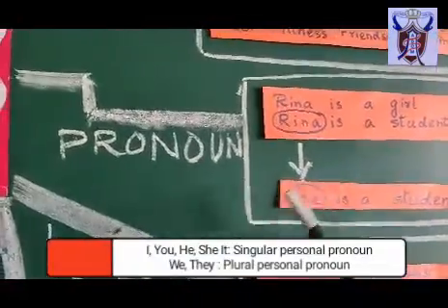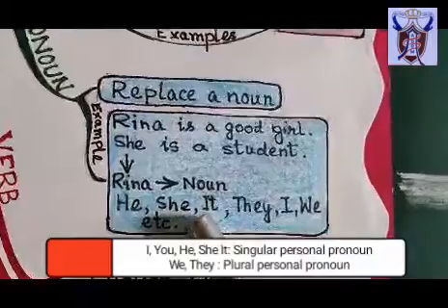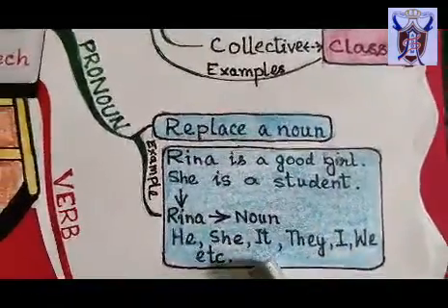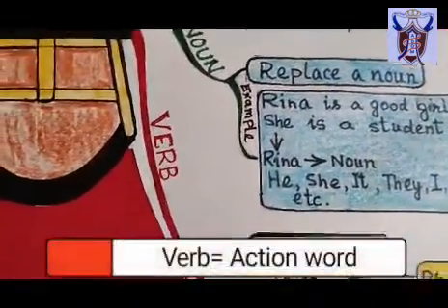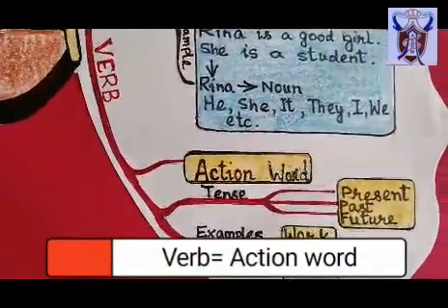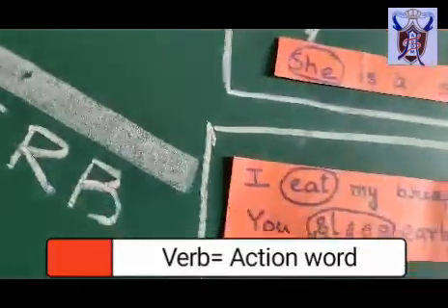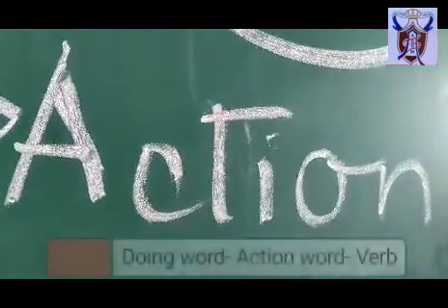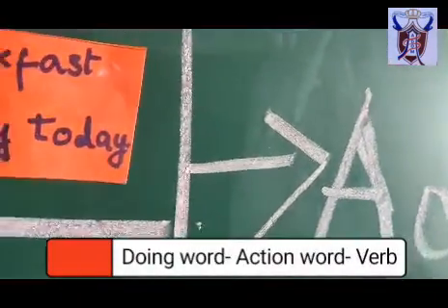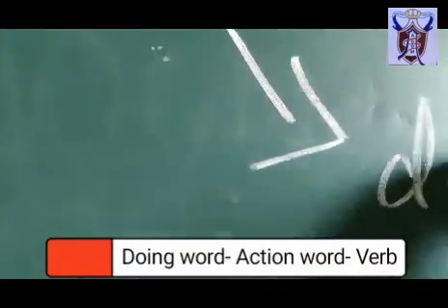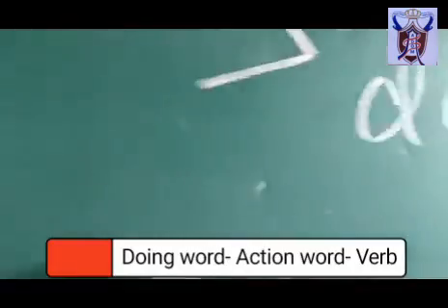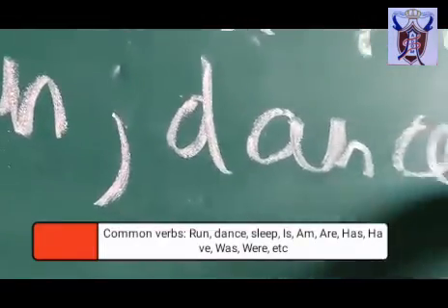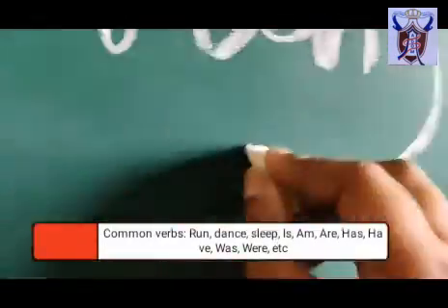We can take some other examples also: he, she, it, they, I, we, etc. See, the third type is verb. Verb is nothing but an action word. When we say action word, it is something we are doing. Doing verbs, like run, dance, play, sleep.